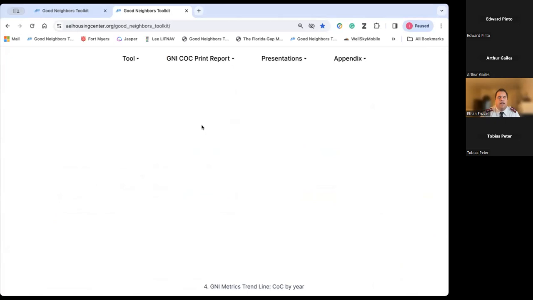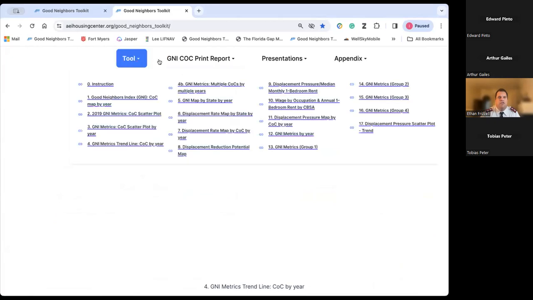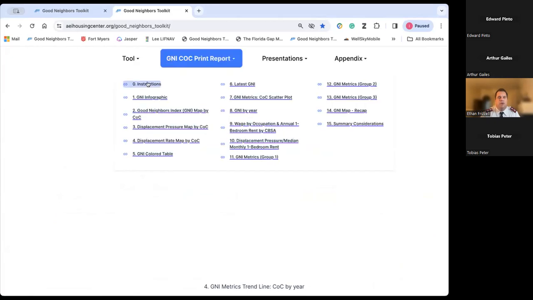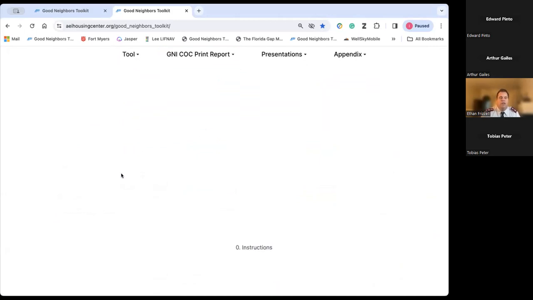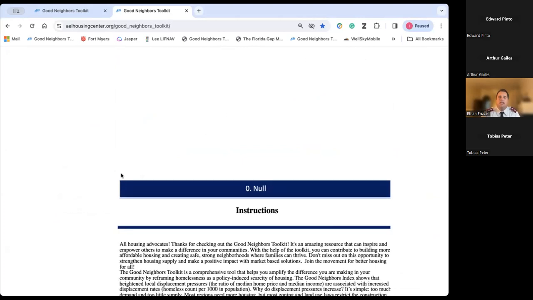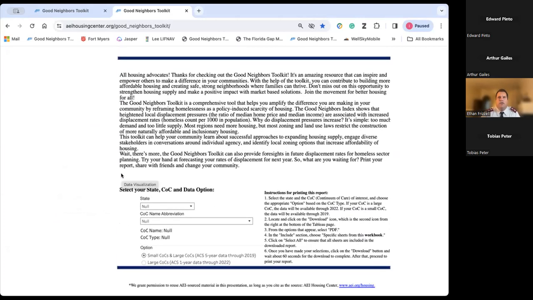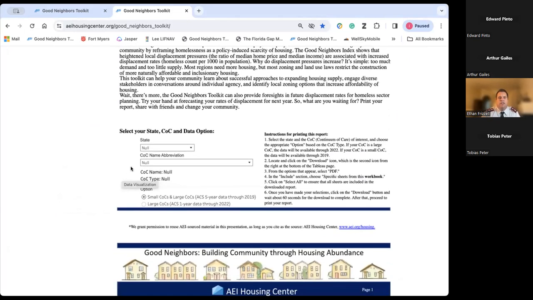When you look at the chart, you'll see next to the tool there's a GNI COC report. You hit the instruction button. It takes a moment. This report usually takes 2 minutes to come up. So know that it does have to have some space on your computer in order to run it. If you need to run it more than once, you may have to clear some space in your data history because of how it pulls.